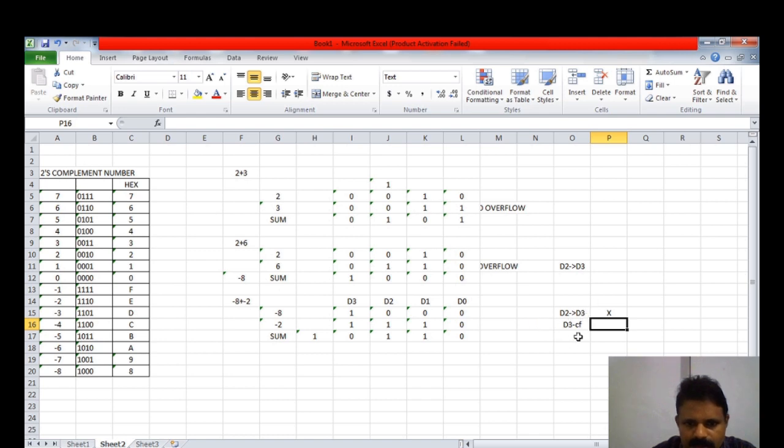In this case also, the result is not correct. It should be indicated by the overflow flag. See, the result is not correct in the case of signed numbers. So it should be indicated using an overflow flag because an overflow occurred. The answer is not correct.